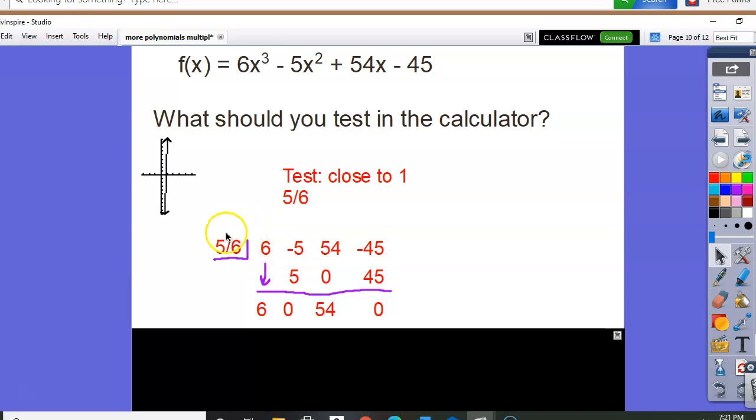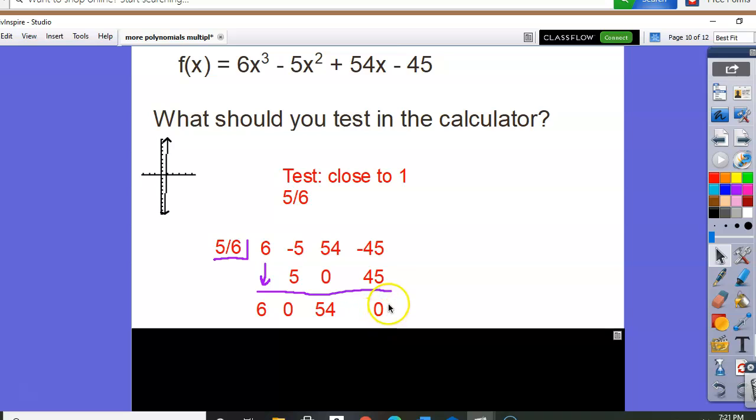All right, so synthetic division, we're going to use 5 over 6. I have 6, negative 5, 54, and negative 45 for my polynomial. So with synthetic division, I pull down the 6, and then I have 5 over 6 times 6, which just gives me a positive 5. Negative 5 plus 5 gets me 0. Anything times 0 is 0. So we have 54 plus 0. And then I have 54 times 5 over 6, which gives me a 45. And I have negative 45 plus a positive 45. So my remainder is 0.